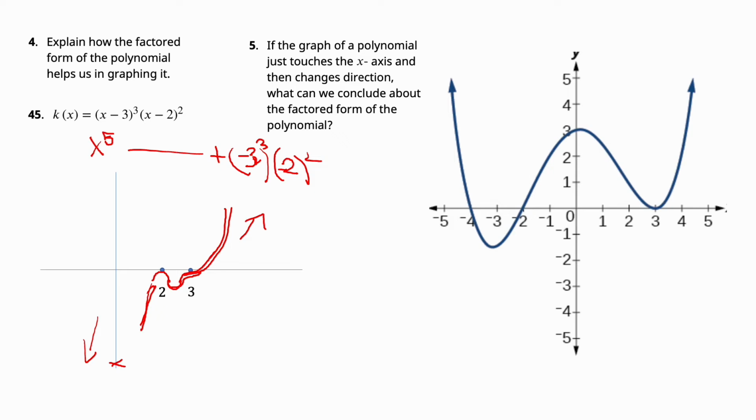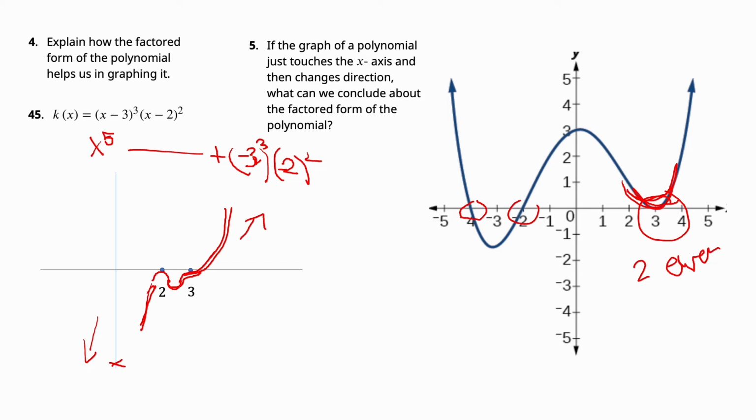If a graph of a polynomial touches the x-axis and then changes direction, what can we conclude about the factor of the polynomial? So, in other words, they're asking for something like this, right? I know then, just like I just said, that the multiplicity of this thing is at least 2. But more specifically, I know it's even. So it could be 2, 4, 6, 8, something like that.